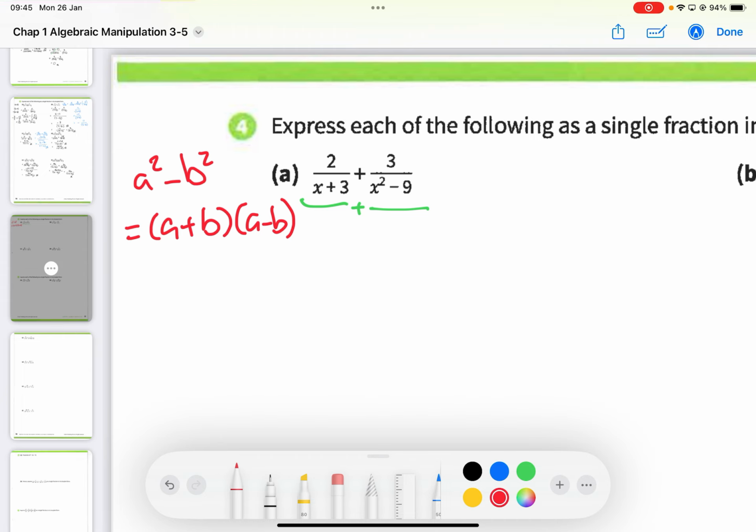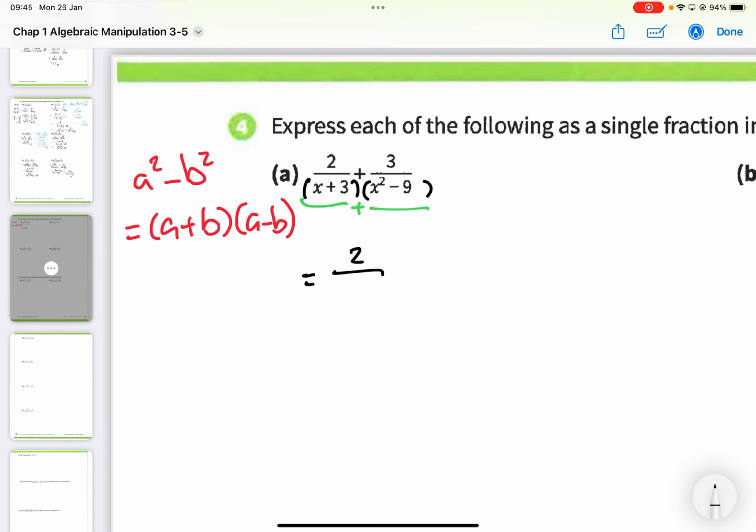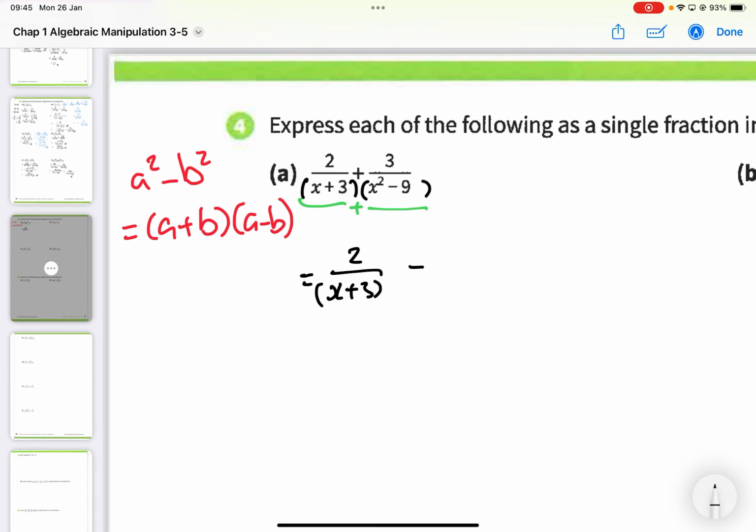X square minus 9. Okay? One more clue that they give us is the x plus 3. Then I must be thinking, I want to make this side also something x plus 3. Then the number one thing I will do, after I bracket them, is I know it must be something to do with x plus 3. Then my 9 can be written as 3 square.